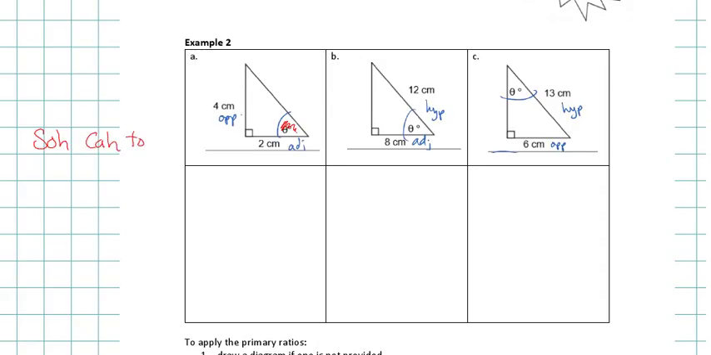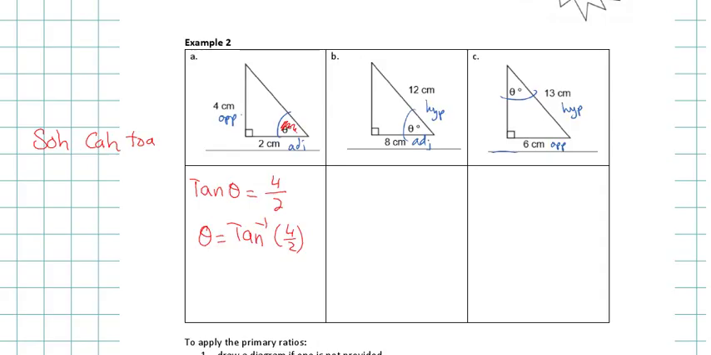Which one has opposite and adjacent? It's tan. So tan of angle theta equals 4/2. Now, here's where the new step comes in. In order to solve for angle theta, I have to do the inverse operation. So I have to do tan inverse of 4/2. If you want, you can find the answer of 4/2 first, if that's easier for you.